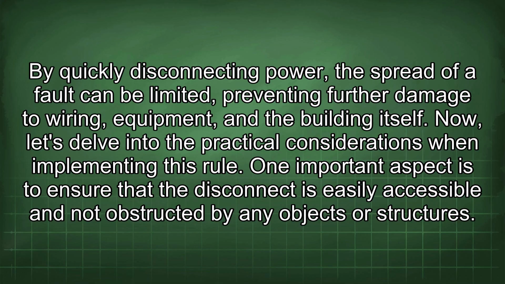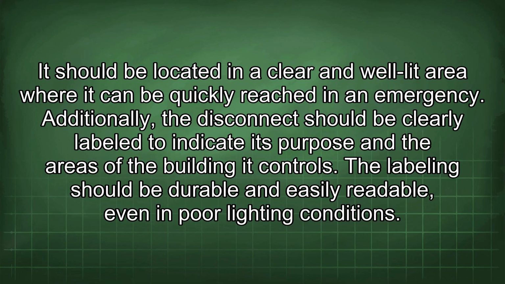Now let's delve into the practical considerations when implementing this rule. One important aspect is to ensure that the disconnect is easily accessible and not obstructed by any objects or structures. It should be located in a clear and well-lit area where it can be quickly reached in an emergency. Additionally, the disconnect should be clearly labeled to indicate its purpose and the areas of the building it controls. The labeling should be durable and easily readable, even in poor lighting conditions.